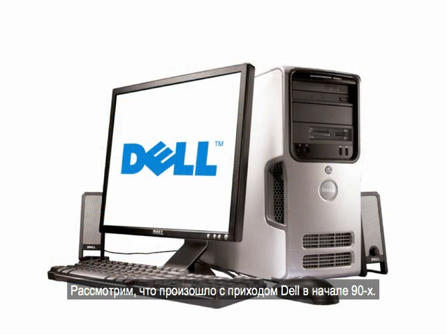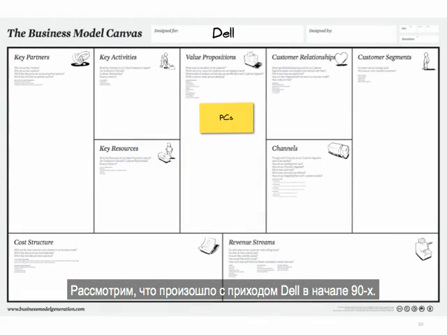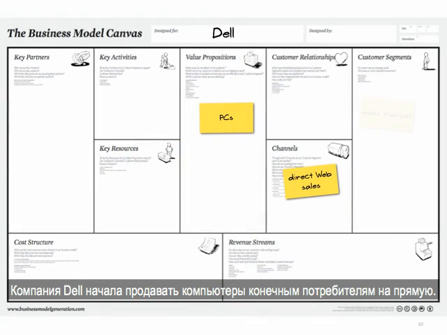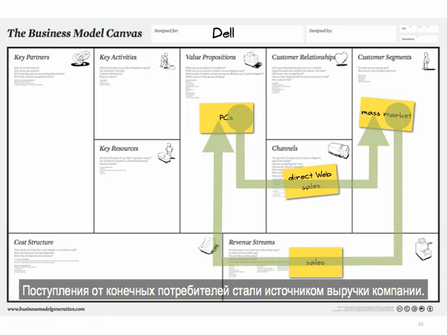Now, let's look at what happened when Dell came in. Let's look at Dell's business model in the 90s when they came into the market. So Dell started selling, we all know that, PCs directly to the mass market. And that produced the sales and the revenues for Dell.